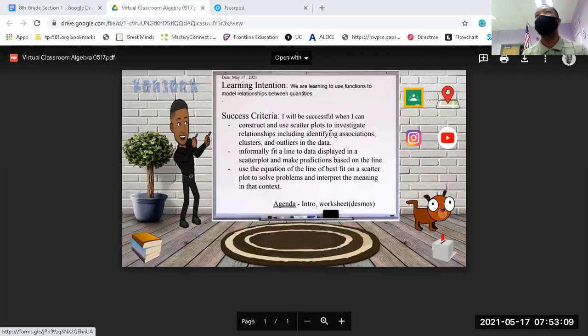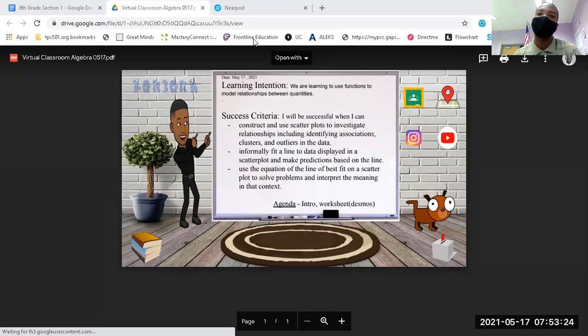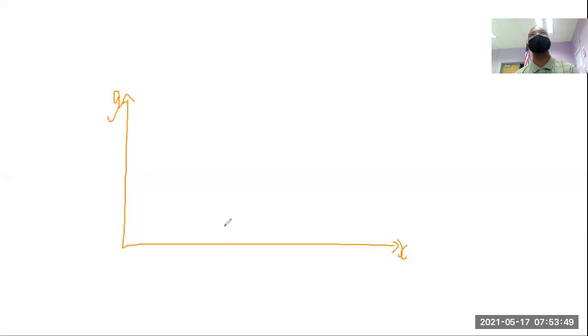The first thing we're going to be focusing on is constructing and using scatter plots to investigate relationships, including identifying associations, clusters, and outliers in the data, however you say it. Your business, not mine. Simply put, whenever we're talking about scatter plots, you have your X and your Y axes. Scatter plots is literally just dots.